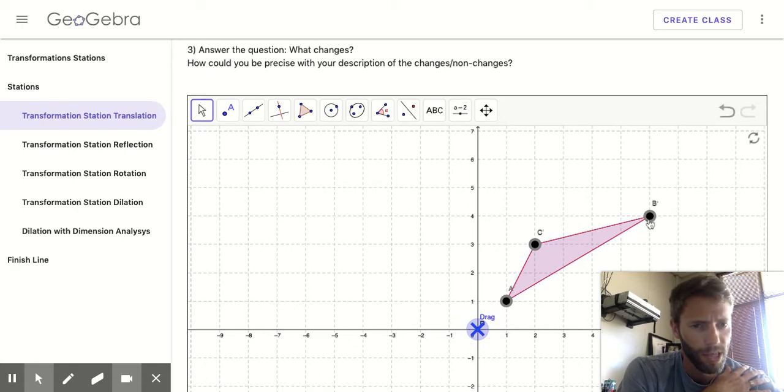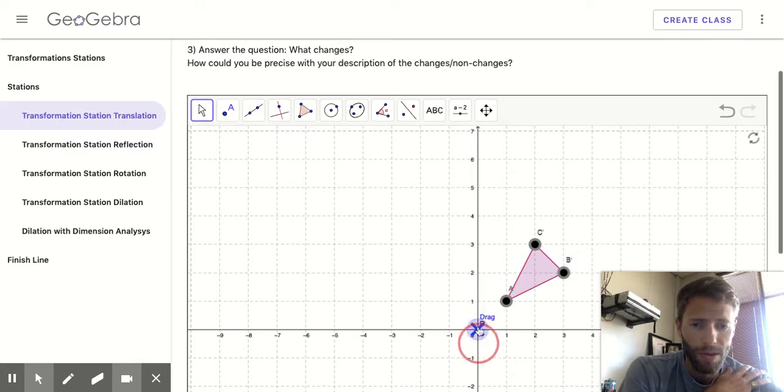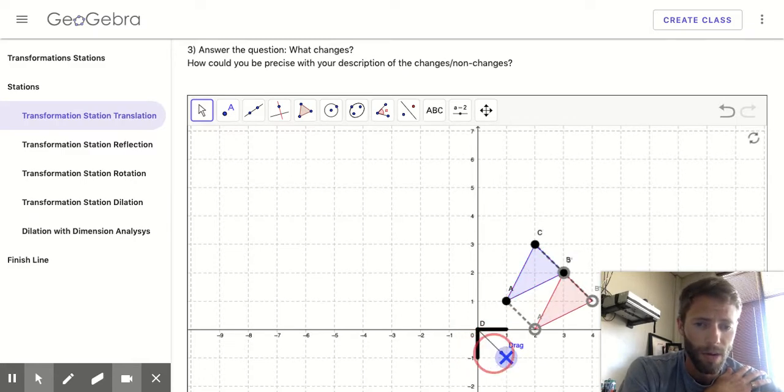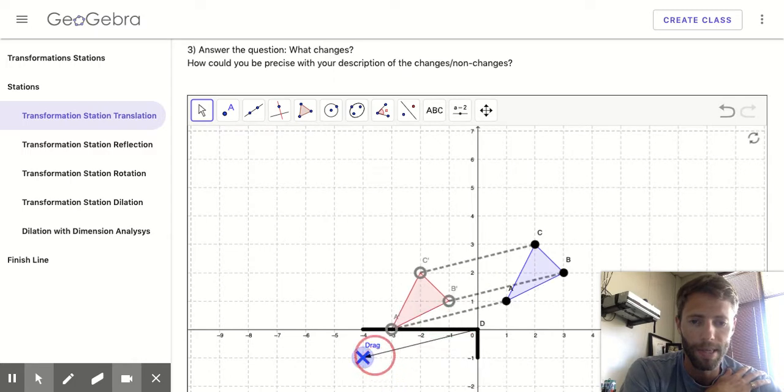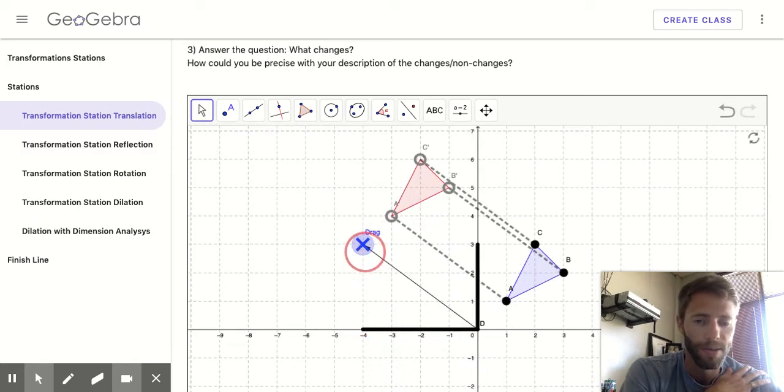And maybe let's change the size of the shape just for fun. We'll make it a little bit of a different triangle. There's our new triangle right there. Look what happens when we drag it down. What about to the right? Okay, you see what's happening. What if I went down a little bit further? Okay, so look what's happening as I drag my X around. The shape is just shifting around.